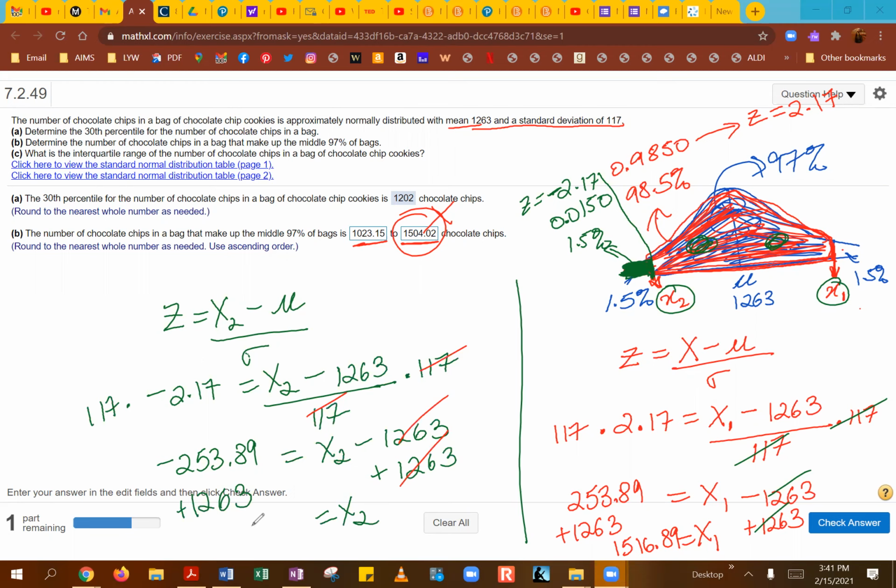You end up getting 1009.11 as this score. So this guy will be this side. So looks like your calculations were just a little bit off. So just go back, redo the calculations, and I think this should help you out. Okay. Alrighty.